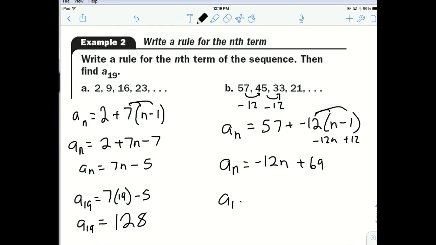And we're trying to find the 19th term. With an explicit rule, this is really easy. We can just type this into the calculator. -12 times 19 plus 69 is -159.